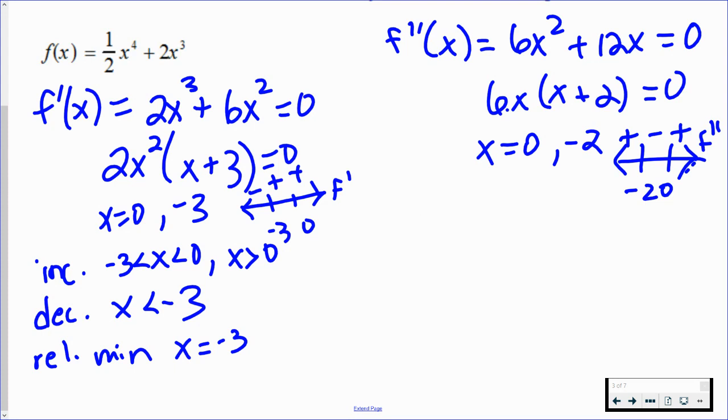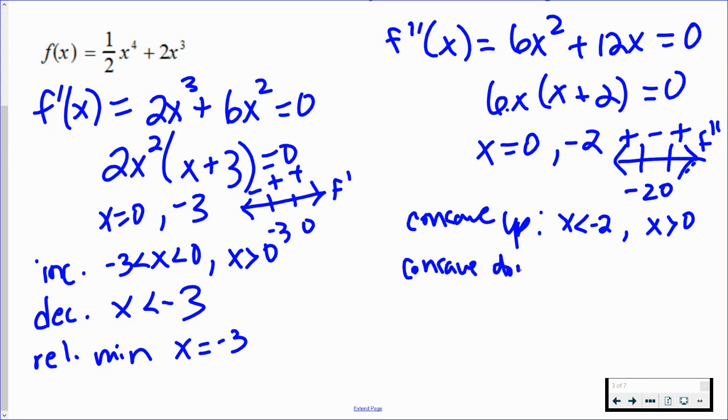So we now know that our original function is concave up where the second derivative is positive, which is when x is less than negative 2 and when x is greater than 0. We also know that the original is concave down where the second derivative is negative, which is in between negative 2 and 0. And then the last thing we can find from this are our points of inflection.